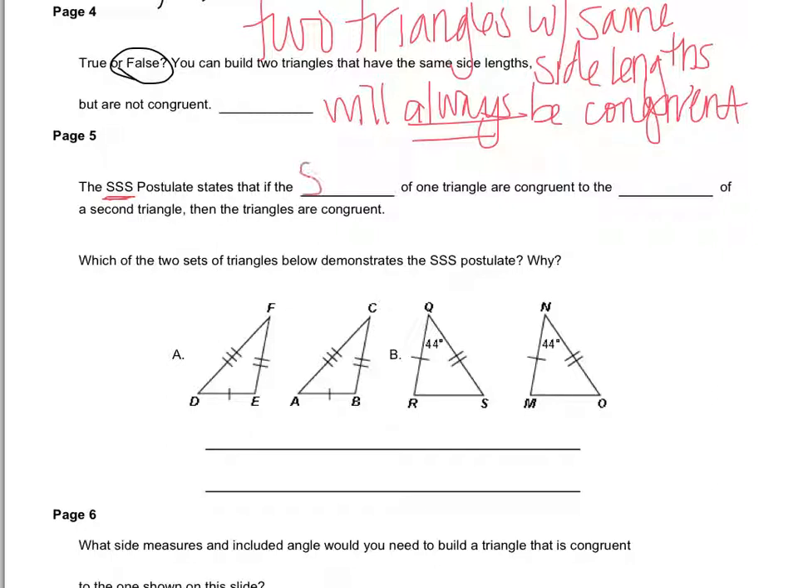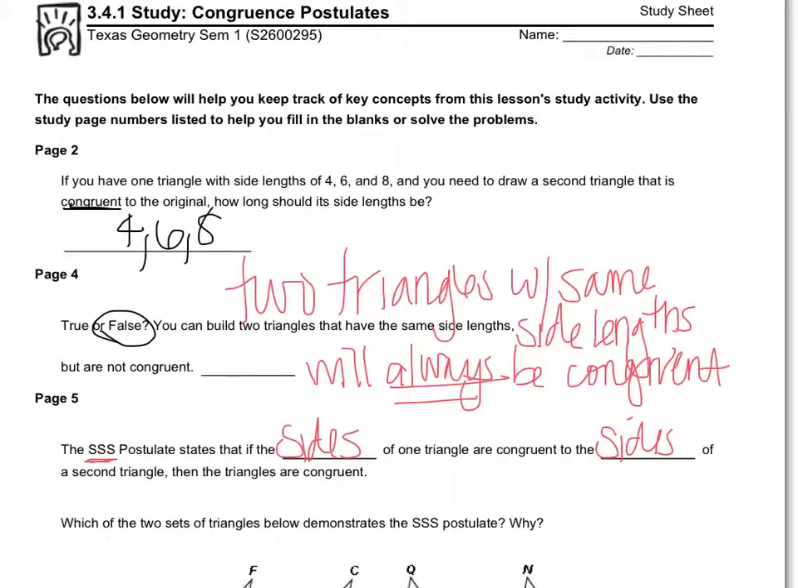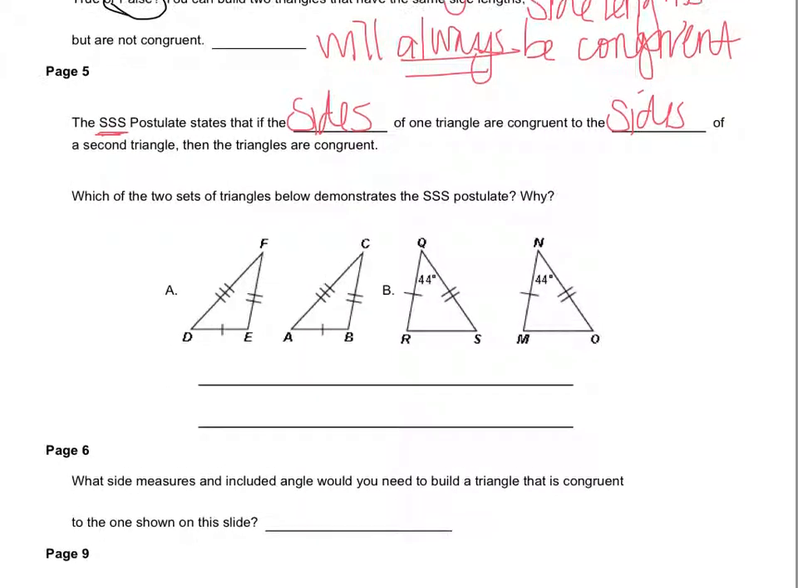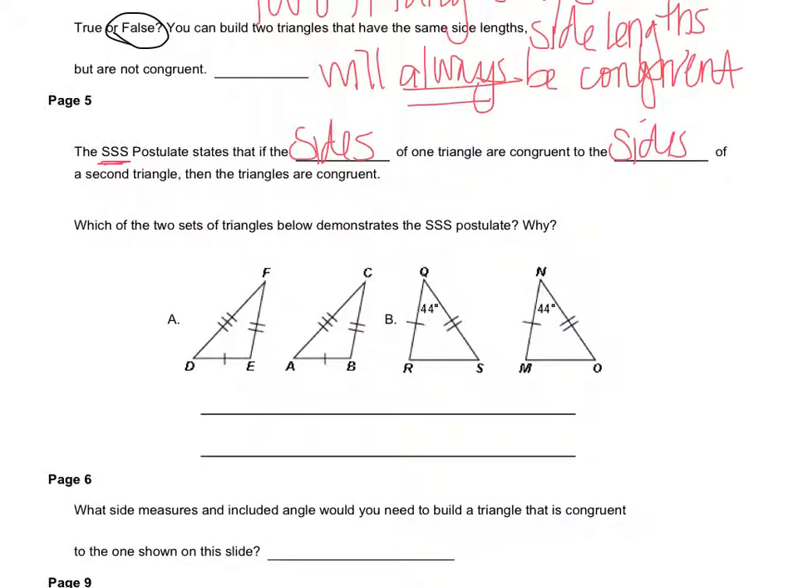It states that if the sides of one triangle are congruent to the sides of a second triangle, then the triangles are congruent. And that's what it was telling us up here, that if I have one triangle with sides of 4, 6, and 8, then my other triangle that's congruent has to be 4, 6, and 8. So if you're trying to prove that something is true by the SSS postulate, then the three sides of one triangle should be congruent to the three sides of the other triangle. So the question asked me, which of the two sets of triangles below demonstrates the SSS postulate, or the side, side, side postulate?